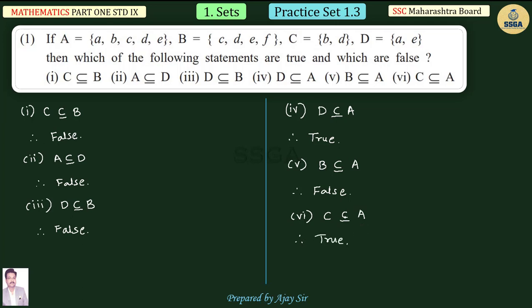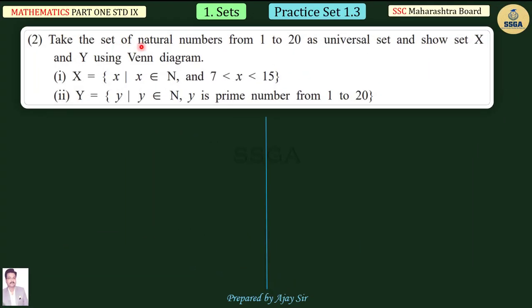Now let us start question number 2. Take the set of natural numbers from 1 to 20 as a universal set and show sets X and Y using Venn diagram. Given first, X is a set of all x such that x belongs to natural numbers and x is greater than 7 but less than 15. And set Y is a set of all y such that y belongs to natural numbers and y is a prime number from 1 to 20.